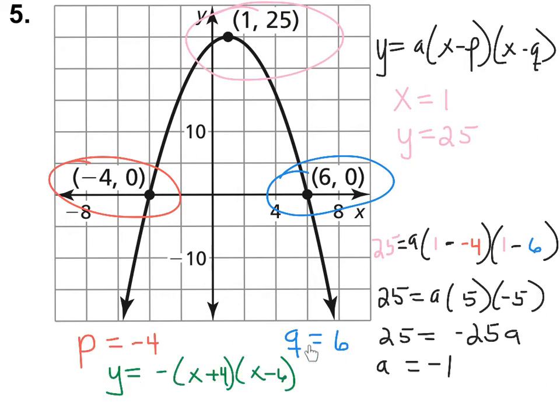We now have our equation once we've solved everything for A equals -1. So we have our negative x minus our p is -4, so minus a negative gives us a +4, and then x minus 6.